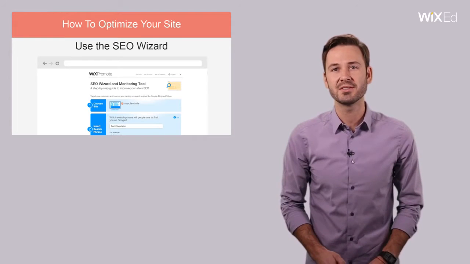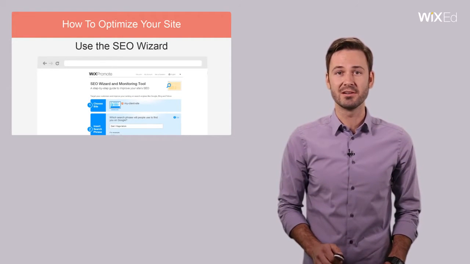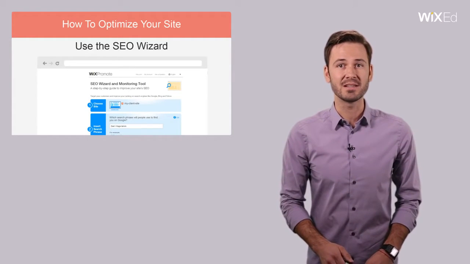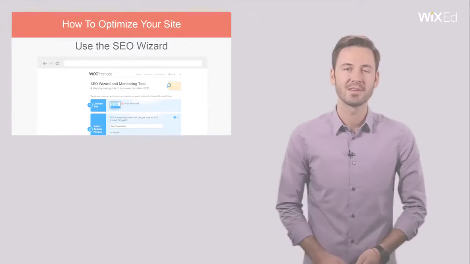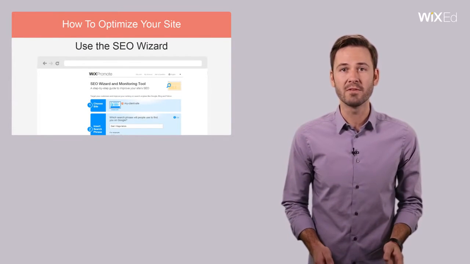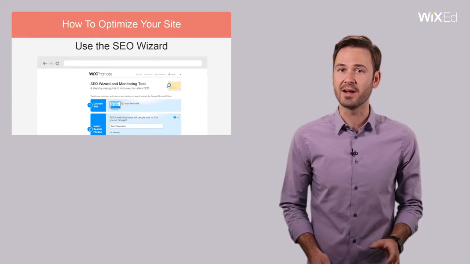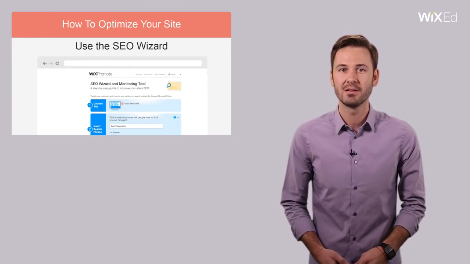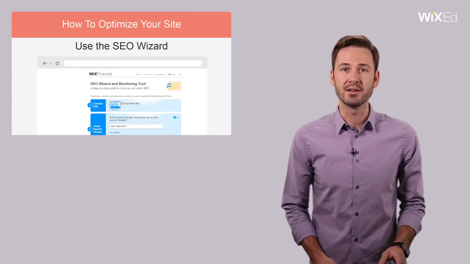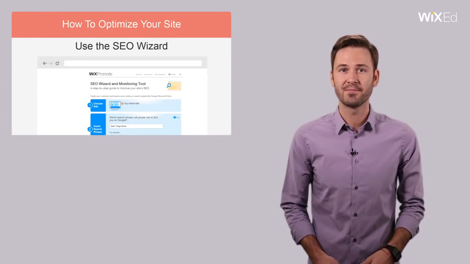Another way to optimize your site is to use the SEO Wizard, a free tool that identifies things like opportunities for adding keywords and missing alt text. This tool gives you a good overview of your site from an SEO perspective, so you know what specific areas to focus on. You can find the SEO Wizard in the Manage Site dashboard.